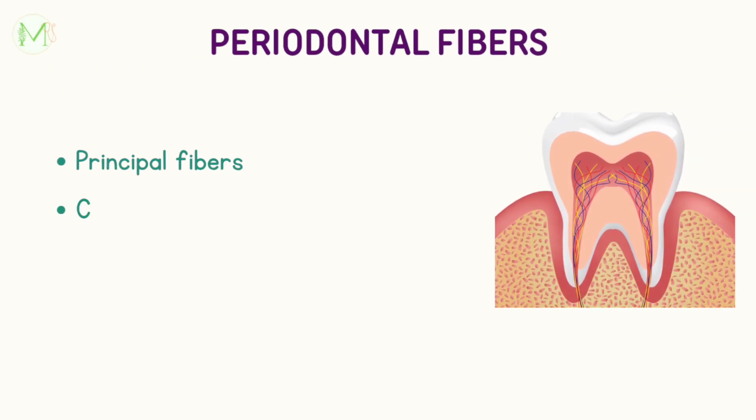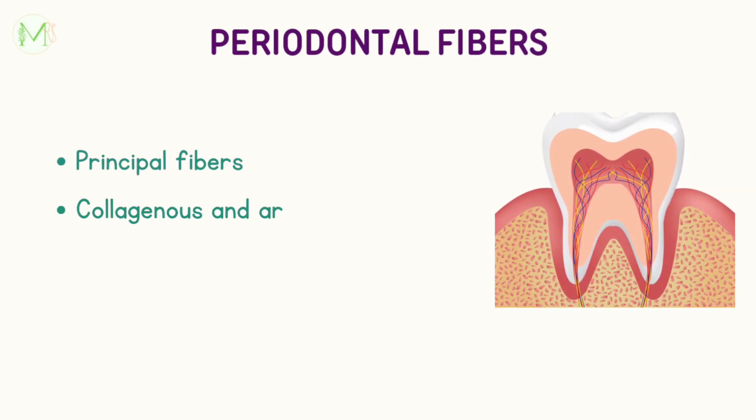Periodontal fibers are the most important element of the periodontal ligament. They are known as principal fibers and they are collagenous and arranged in bundles, and when viewed in longitudinal sections, they follow a wavy course.